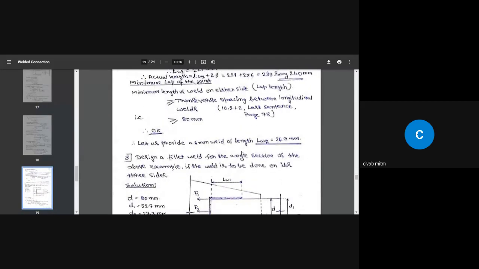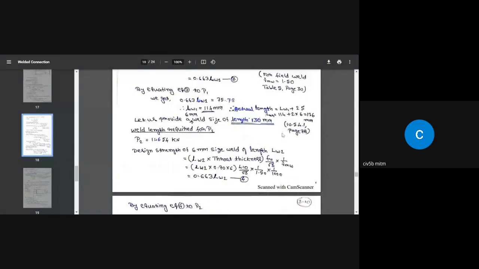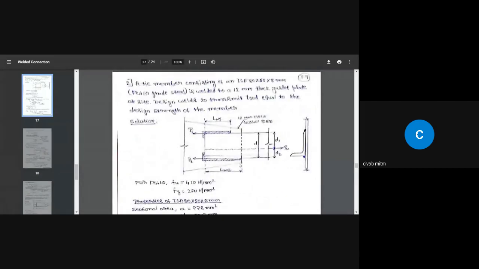Okay, that completes the problem. So let us provide a 6 millimeter weld of length LW2 240 mm on the bottom. Finally, draw a figure like this. Show LW2 total length equal to 240 millimeter, LW1 equal to 130 millimeter, and show a return of 2S.